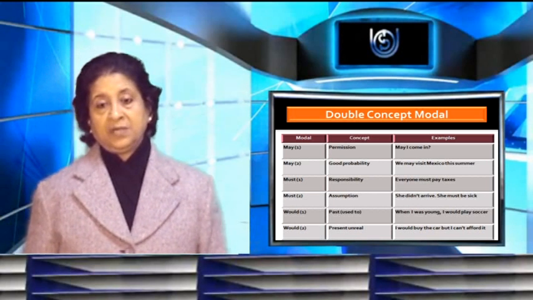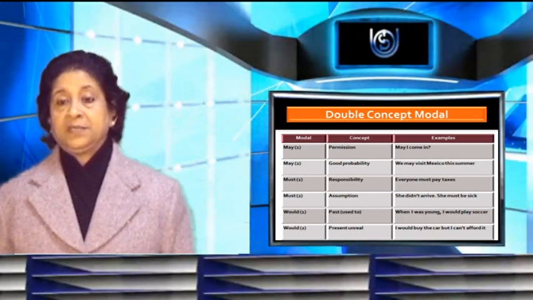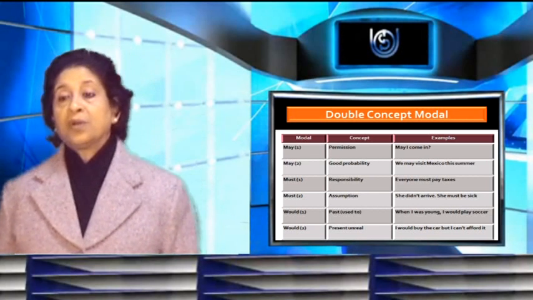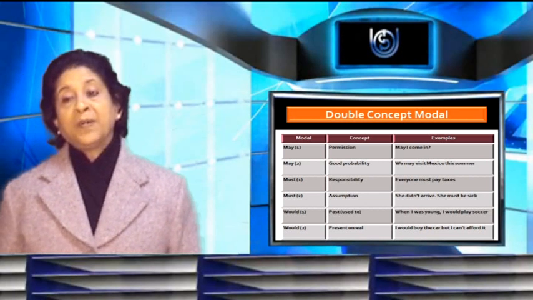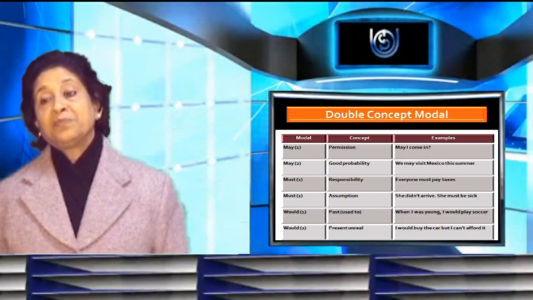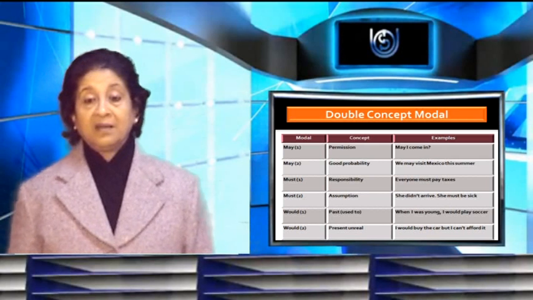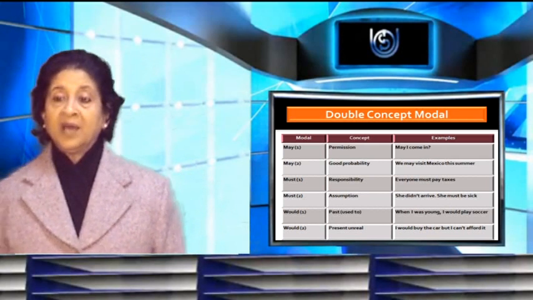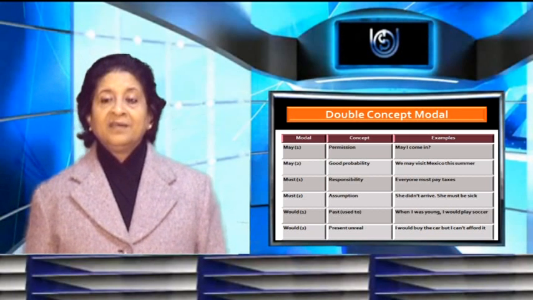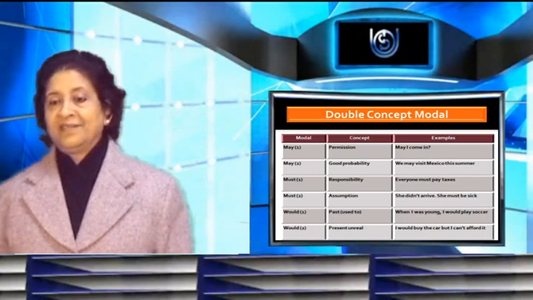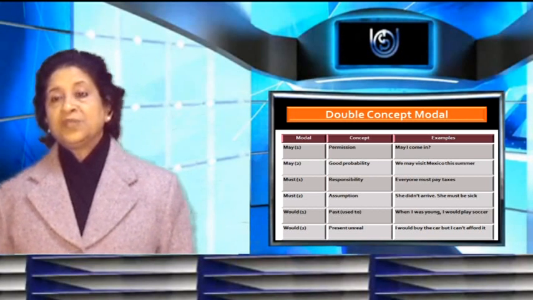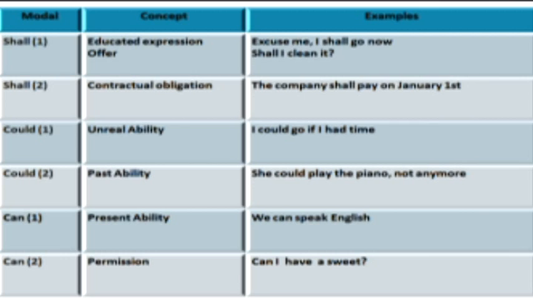Would. The first situation of the modal: would is past tense, used to. When I was young, I would play soccer. This is in the past we are talking about, that I used to play soccer when I was young. Second is present but unreal. I would buy the car but I can't afford it. Now this is an unreal possibility. When that is there, then we use would. So this is double concept modals.